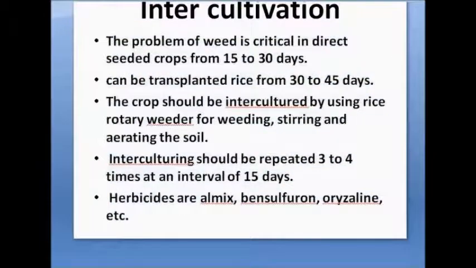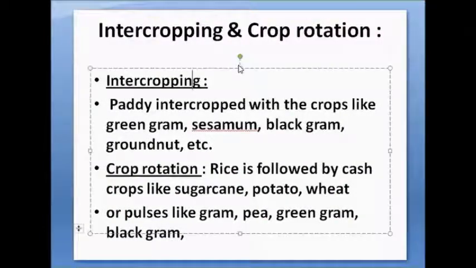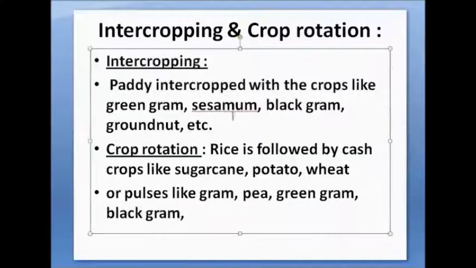Okay. Now let us go to another slide. Intercropping. Now there are two words expected here: intercropping and crop rotation. Don't forget the difference between intercropping and interculturing. Interculturing means weeds are removed, soil is aerated, and other things are done between the 2 rows of the crop. That is called interculturing or intercultivation.